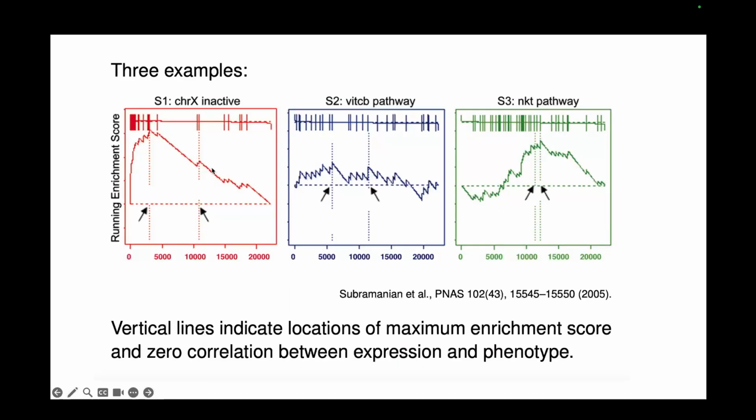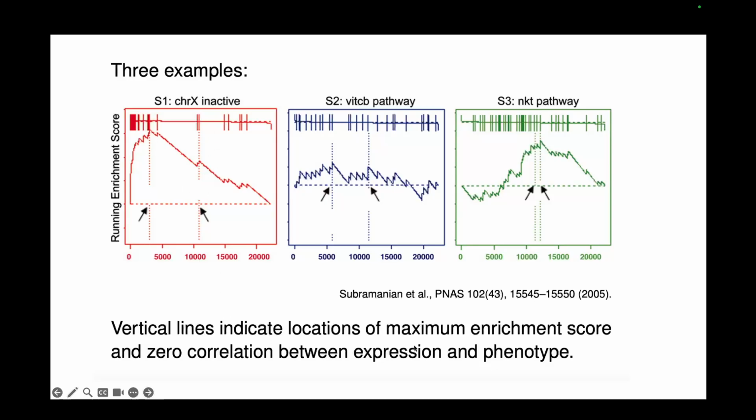Now these are 3 examples. This is X chromosome inactivation, this is another pathway, and this is another NKT pathway. You already have a set of genes, and you are checking that set of genes in your data set. You find that gene, you move up, next you find that gene, again move up, then slightly move up, then here the gene is not there, so you move down, then again the gene is there, you move up, and you reach the maximum point here, after which it goes down completely. So this is your enrichment score. But in this case, you can see the vertical lines, which are these lines.